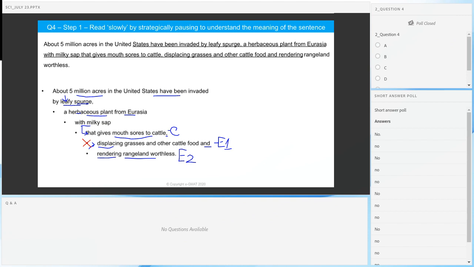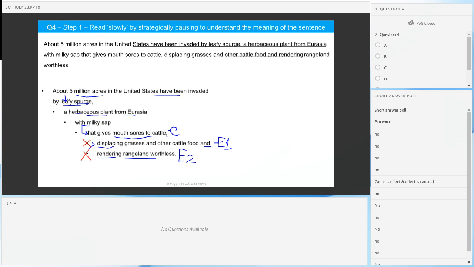Now tell me, thinking logically, does giving mouth sores result in making the grazing grounds useless? Of course, with mouth sores, maybe the cattle will not eat food for a few days. But when the cattle is fine, it will come back to the grazing grounds again to eat food, right? So how does milky sap giving mouth sores lead to making the grazing grounds useless? So this cause and effect is again absolutely illogical. It does not make sense at all.